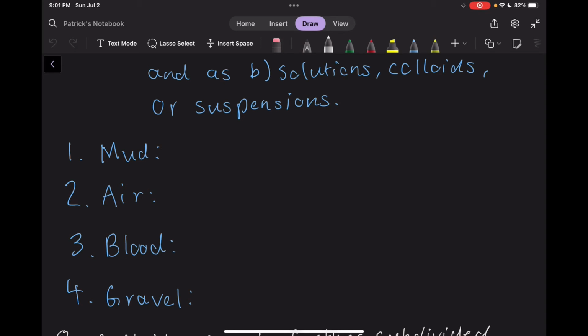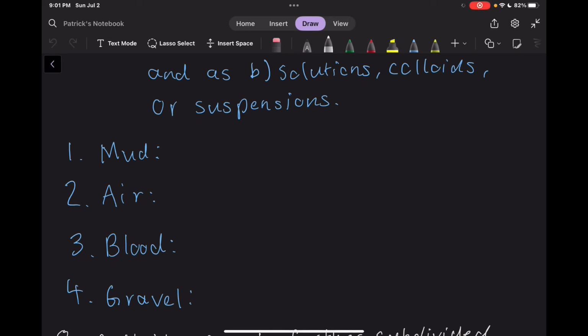Let's start with the first substance listed here, mud. What is mud at the end of the day? Mud is fundamentally a mixture of soil and water. We now need to evaluate this mixture on the basis of our two criteria. First of all, are the particles visible? Yes, they are. We can see the soil in mud. That's what gives it a brown color.